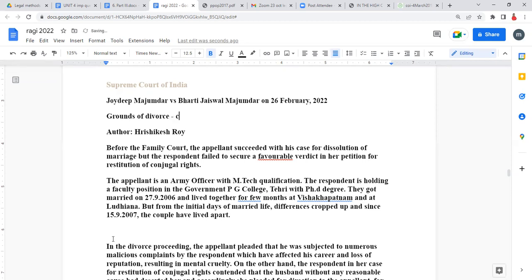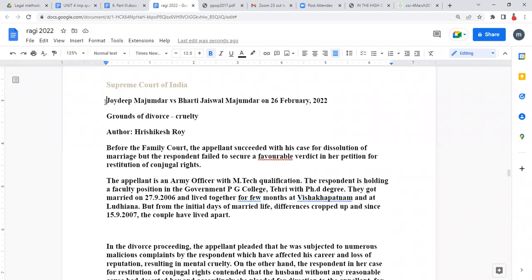One common ground is cruelty. Cruelty may be physically hitting someone, physically treating someone in a cruel manner. It might also be mental cruelty, right? Physical cruelty is very easy. We can prove it before the court and the court might accept that ground. But what about mental cruelty? What constitutes mental cruelty? That is where the confusion comes into the picture.